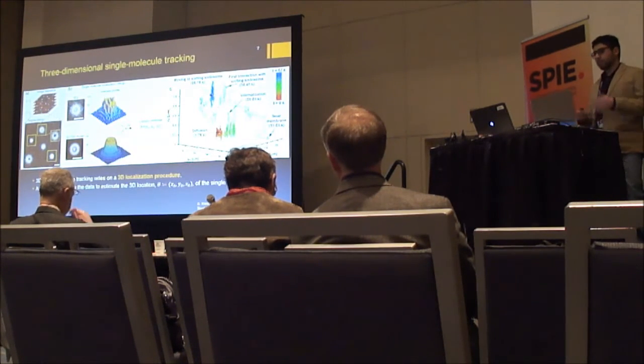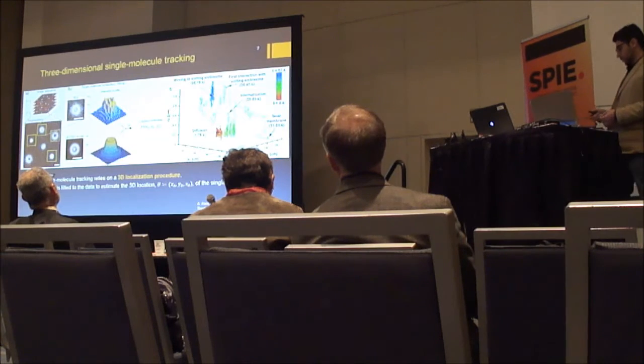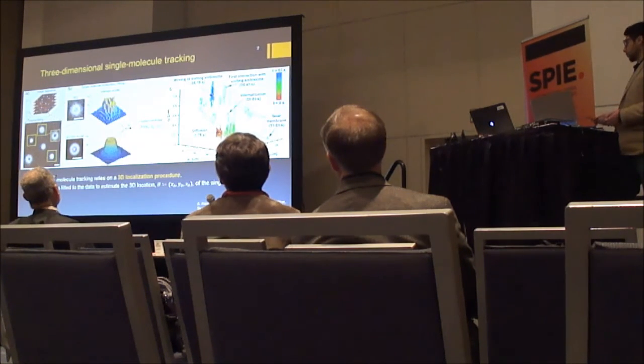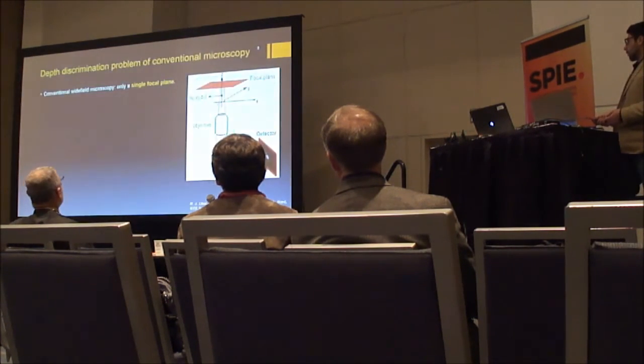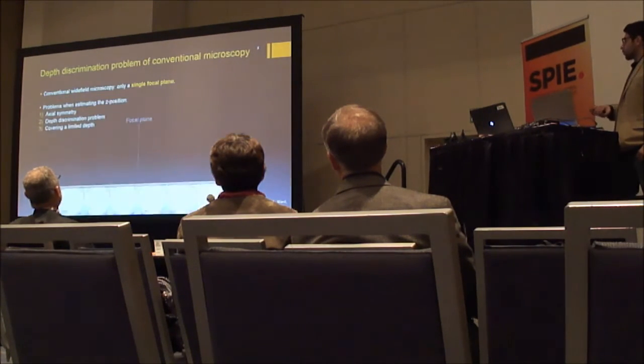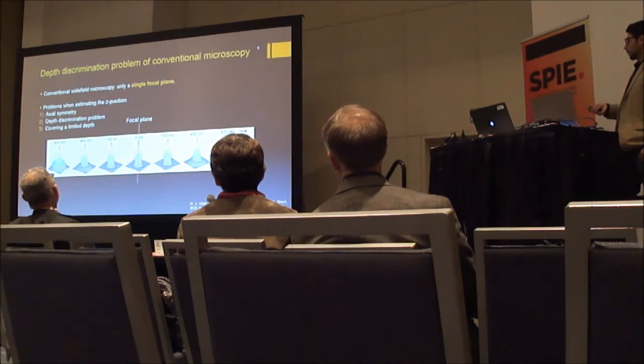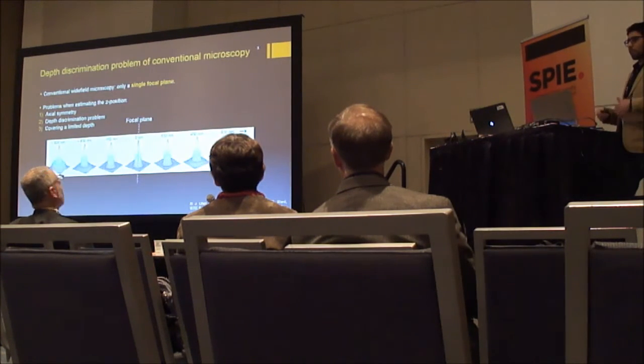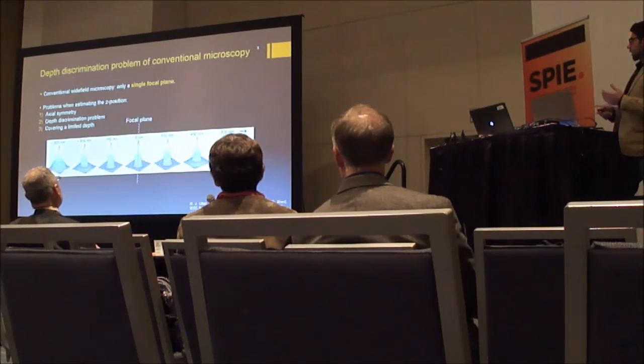If we use conventional wide field microscopy, we usually have problems estimating the Z position of the particle. Here's the reason. This is the conventional wide field microscopy. As you can see, it has only a single focal plane. And we usually have three problems when estimating the Z position. We can explain the first one using this image. These are the simulated images of a point source at different Z positions along the Z-axis, and here's the focal plane.